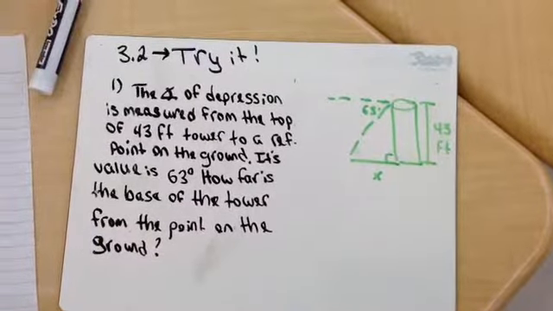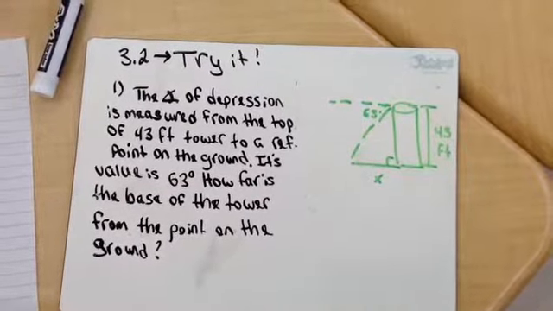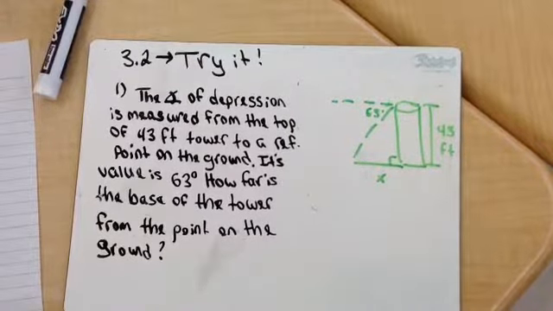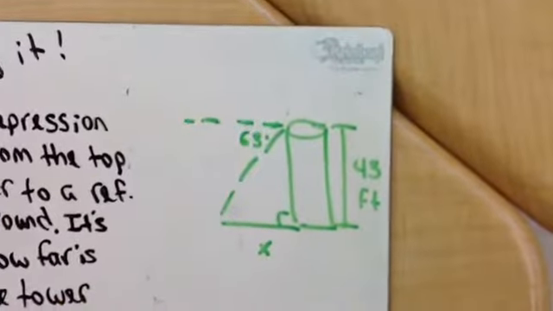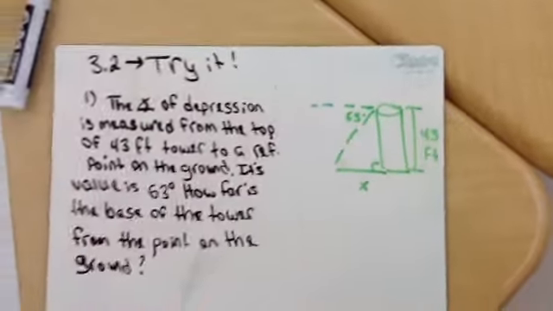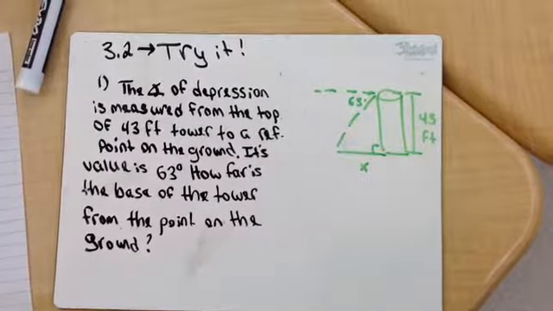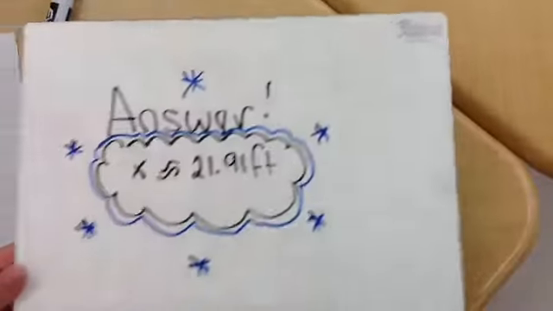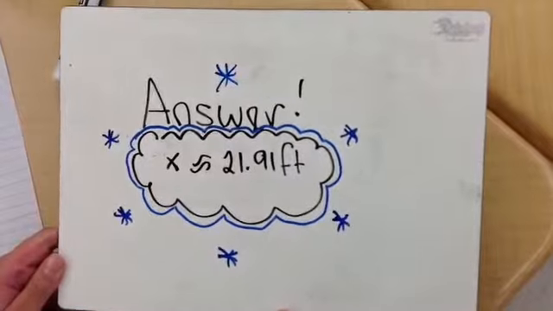Number 1 says, the angle of depression is measured from the top of a 43-foot tower to a reference point on the ground. Its value is 63 degrees. How far is the base of the tower from the point on the ground? And here's the diagram you can look at. Okay, you should have gotten approximately 21.91 feet. Good job if you got it.